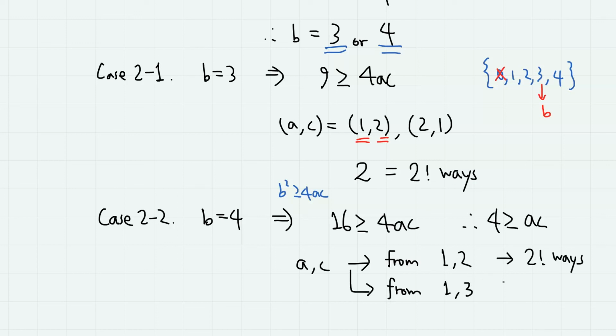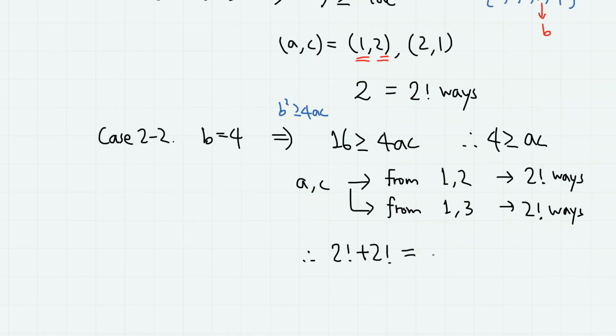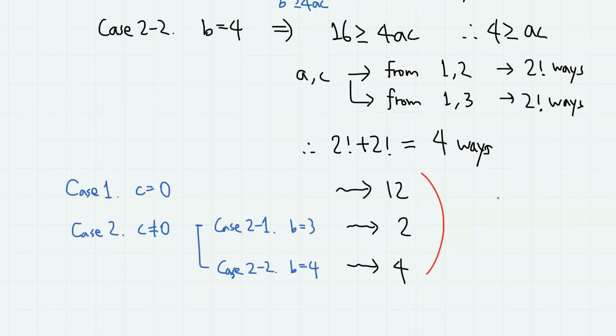Therefore, there are 2 factorial ways here and 2 factorial ways here. So in total, we have 4 ways in this case. In total, the number of possible ways is 12 plus 2 plus 4 equals 18.